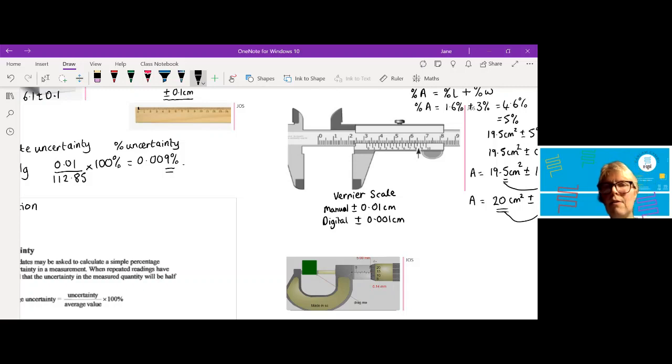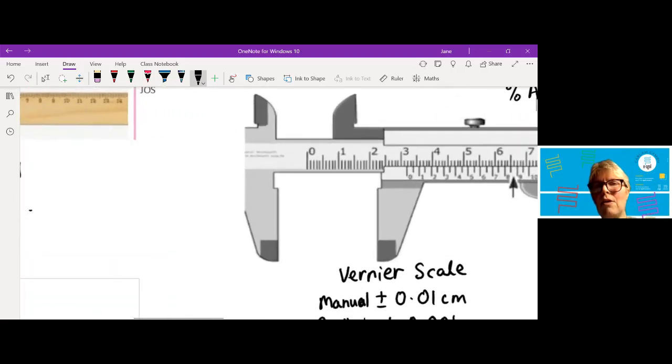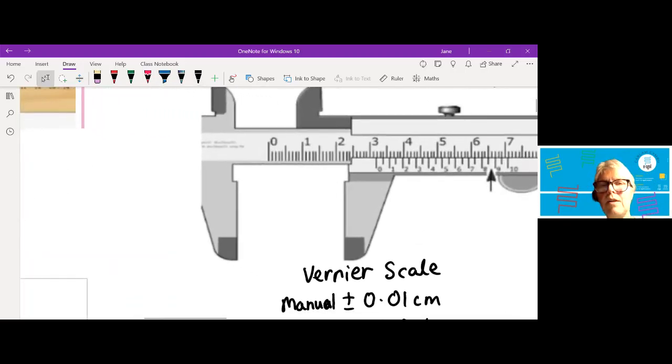Now if I just expand this, I'll show you how to read it, because it might not seem important to you, but you might come across it. It can either go on the inside of pipes, across here where you put it in, or on the outside of a pipe here, and you tighten it ever so slightly so that it just holds, so that you can pull the device out and still read the scale.